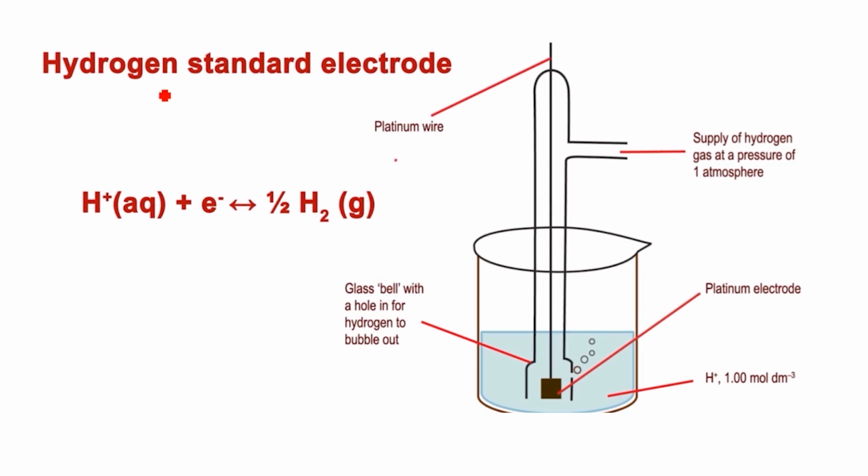What is the standard hydrogen electrode? The standard hydrogen electrode is a half cell that can be used as a reference electrode. It consists of hydrogen gas at 101 kilopascal pressure in equilibrium with hydrogen ions of concentration 1 mole per cubic decimeter. A platinum electrode covered with platinum black is in contact with hydrogen gas and the hydrogen ions. The platinum electrode is covered with a glass bell that contains a hole for hydrogen to bubble out.